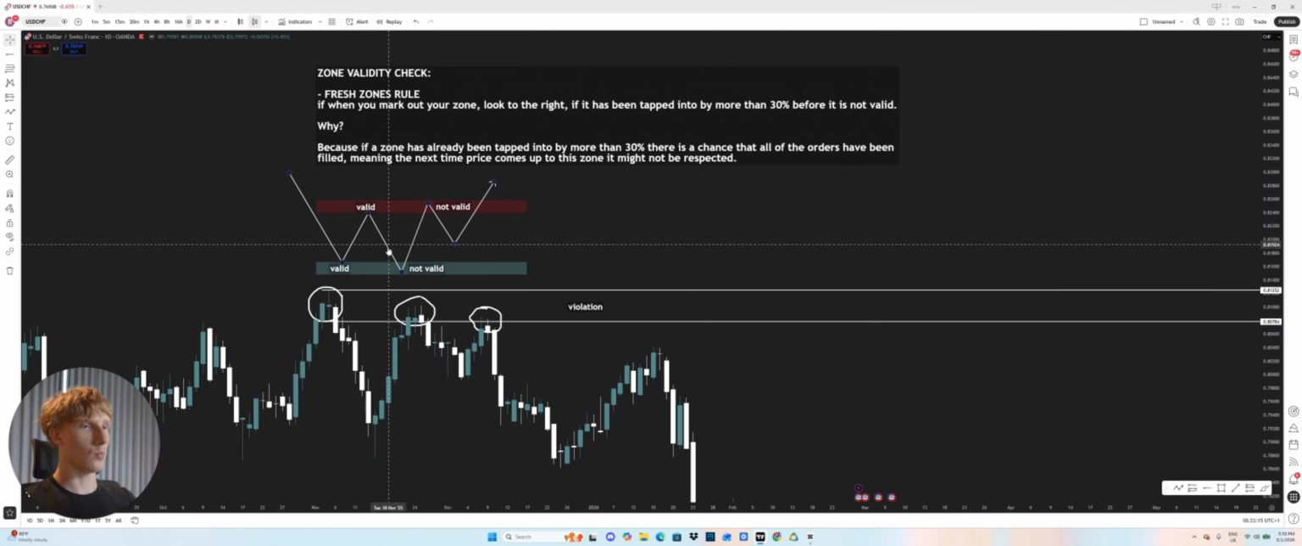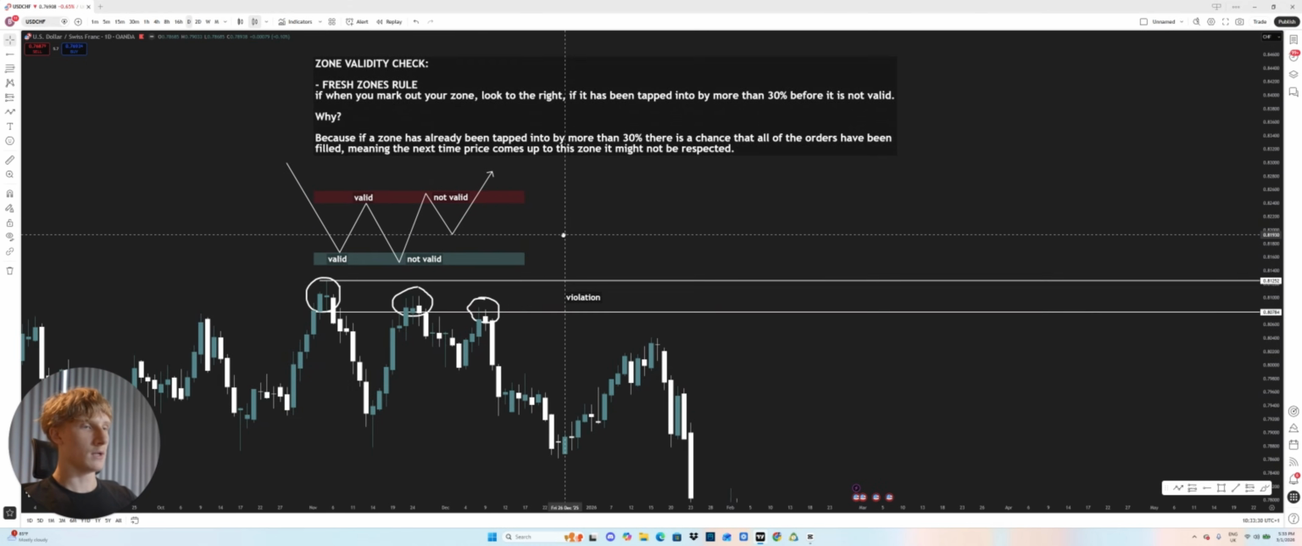So at this point, when price came into the level more than 30%, this zone is no longer valid. The same way that up here, this zone would no longer be valid, which means that we are not looking to trade off these zones anymore, right? So we can see here, cool, this is the initial reaction. We waited until price came up. We entered here.